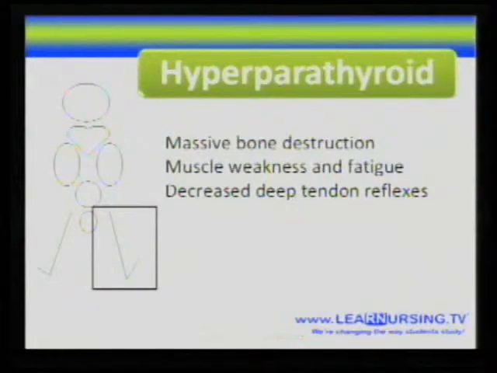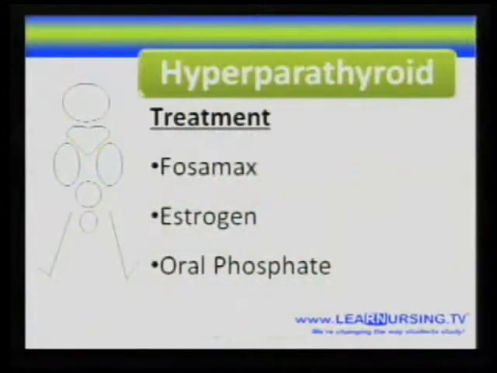So you know when you see somebody who has an elevated PTH, you know why it's so hard on their bones. So what do we give them? Fosamax, estrogen, and oral phosphate. Now why would I give oral phosphate? Yeah, right, because I have extra calcium, and so when I have extra calcium, I'm going to be low on my phosphate. Perfect. All right, now I want you to go back to your chart.